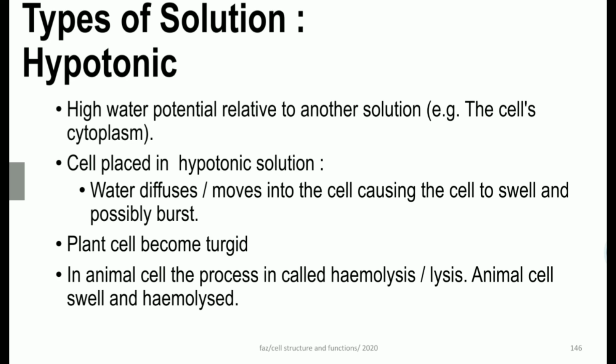The plant cell becomes turgid. Turgid is the condition when the plant cell receives water from the hypotonic solution. The condition of the plant cell is turgid. But for the animal cell, the process is called hemolysis or lysis. The animal cell will swell and hemolyze or burst because the animal cell does not have a cell wall.